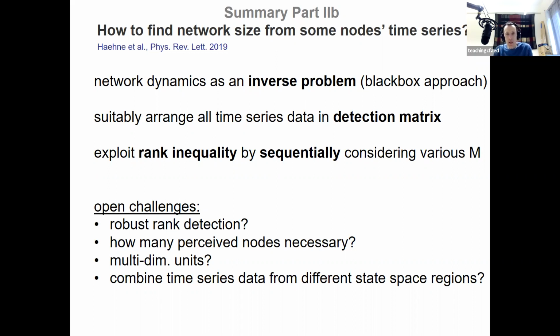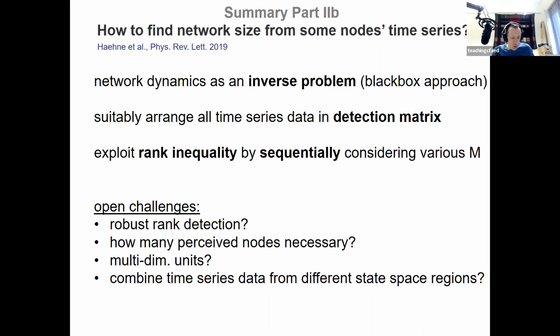One way of treating multi-dimensional units, like if you have per node several units, is disentangling them and writing down a formal network between the variables and then use the same approach. But there are also other ways, as I've shown, to ignore some of the variables and make progress there.